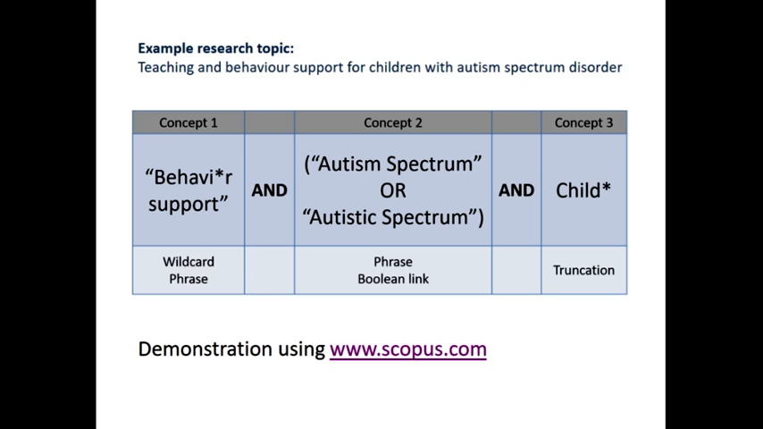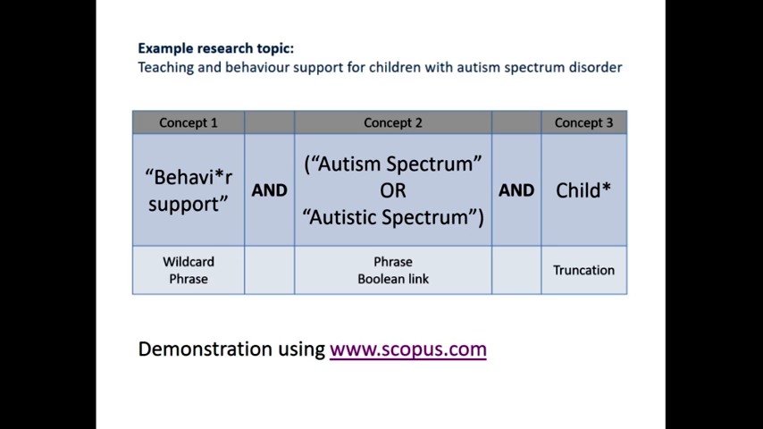So you can see that we have broken our research topic down into three concepts. One regarding behaviour support, one about autism itself, and one specifically regarding children. In the first concept, we are using a wildcard search which replaces part of the word. You can see that there with the asterisk, and we're putting speech marks around it to make it a phrase. We don't want to search for the words individually, we only want them where they occur together.